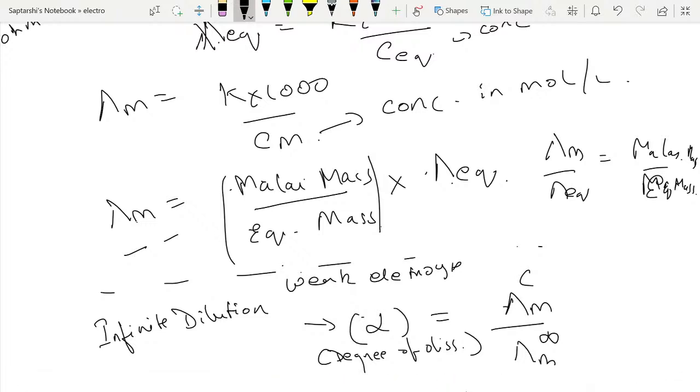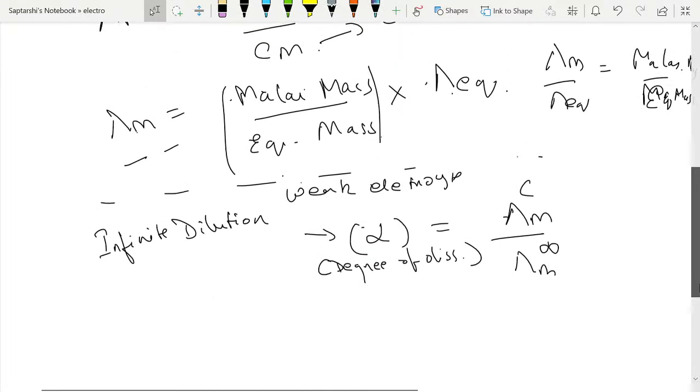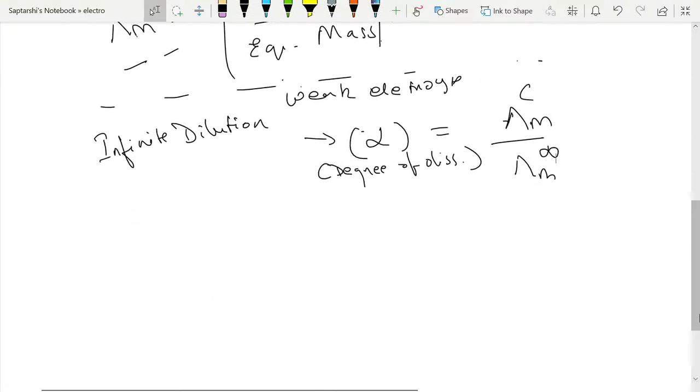So the degree of dissociation alpha is the molar conductance at a particular concentration divided by the molar conductance at infinite dilution, right? So it's only for weak electrolytes.